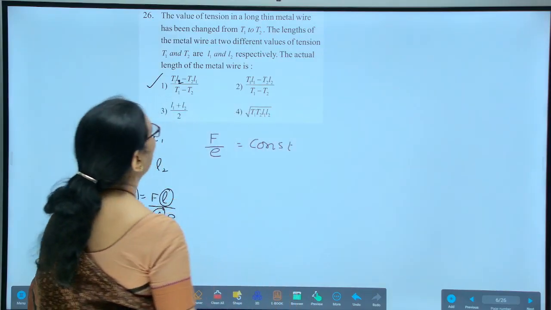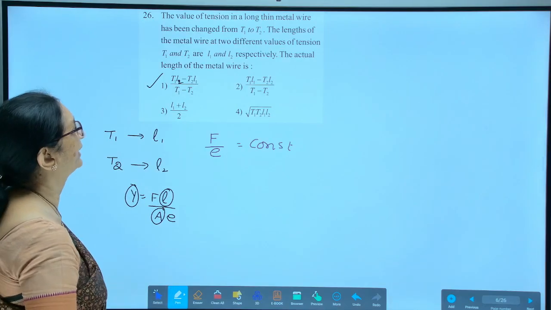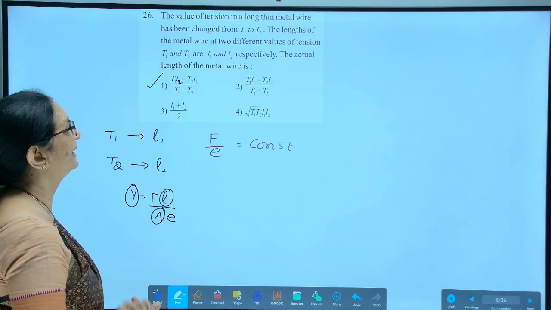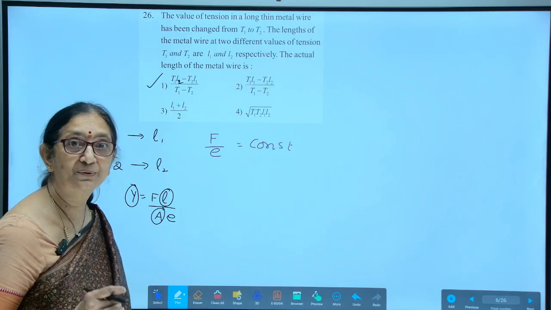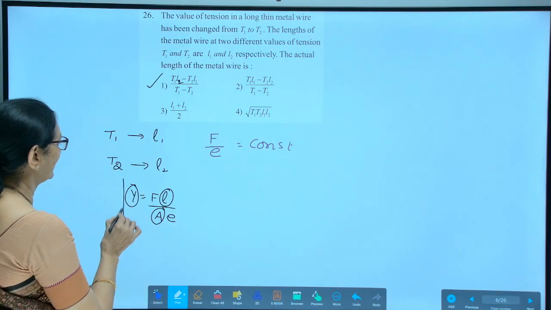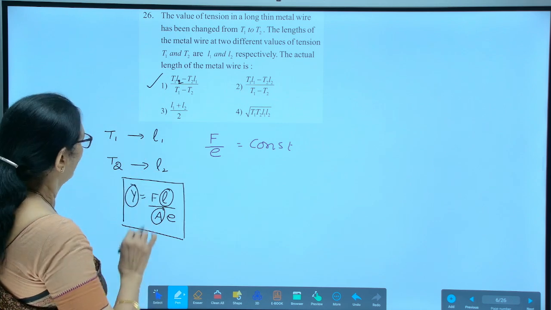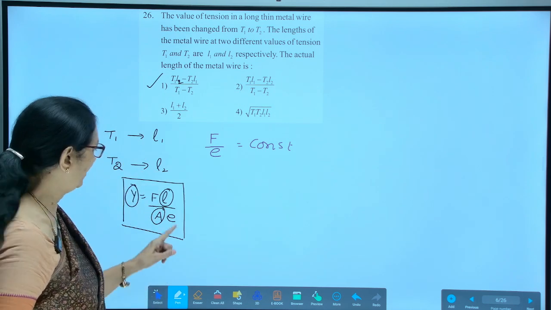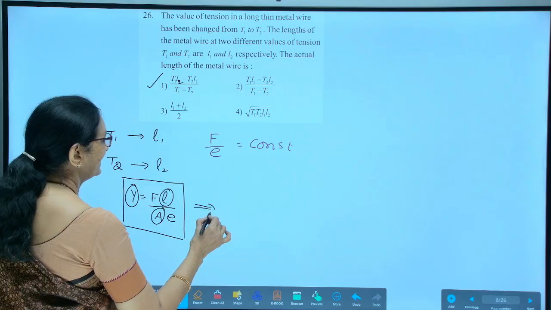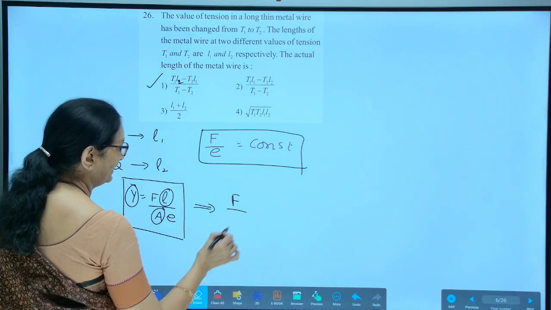Look here. The value of tension in a long thin metal wire has been changed from T1 to T2. Lengths of the metal wire at these two different values of tensions are L1 and L2 respectively. Find the actual length of the metal wire. See here, actually Y is equal to FL by AE. Here the same wire is taken, so Y is same, L is same, A is same, they remain constant. This implies F by E is constant.